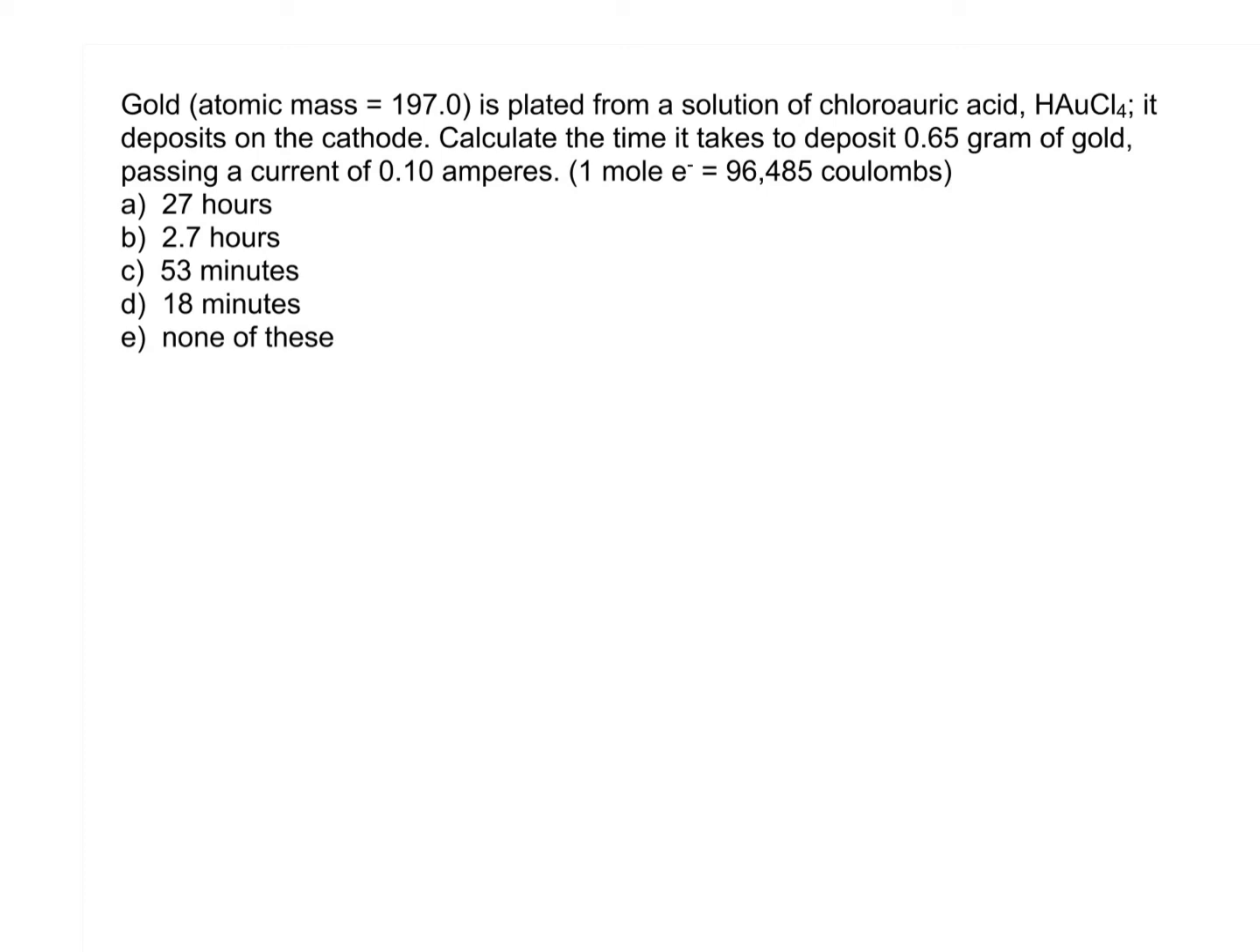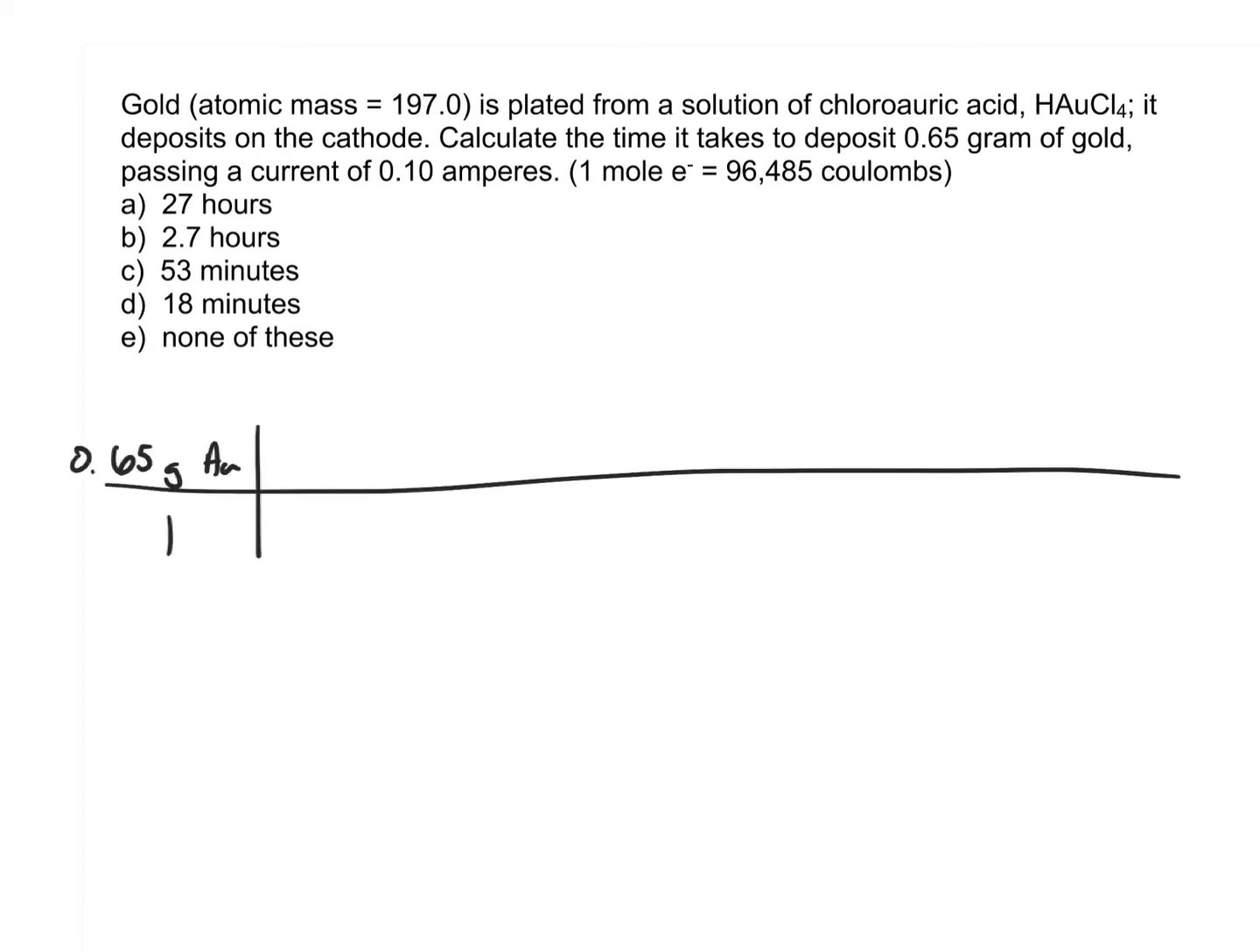If you're following along in your notes using the flow chart that I showed on the last page, we're actually starting at the bottom because I have the grams and I'm trying to figure out the amount of time that it takes. So I begin 0.65 grams over 1. And I use the molar mass to figure out how many moles of gold, because that's what I'm trying to figure out. And I have the molar mass up there in the problem, 197 grams per mole.